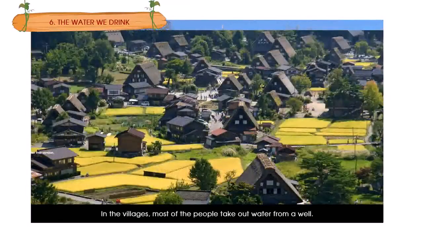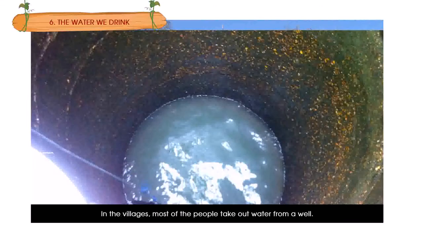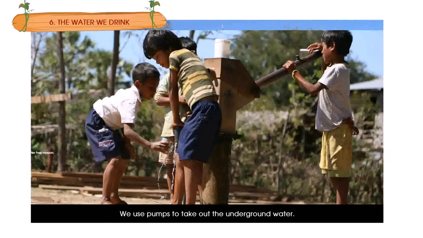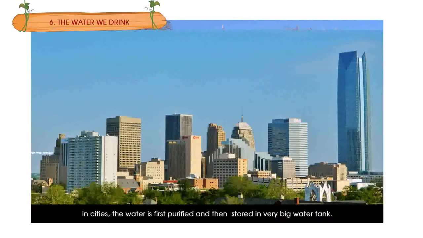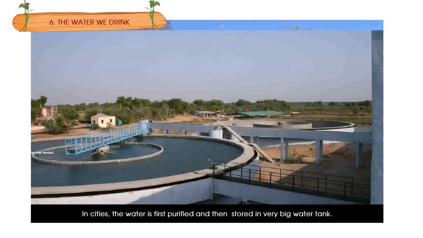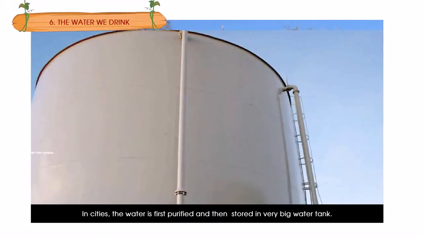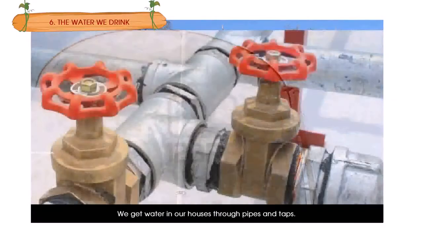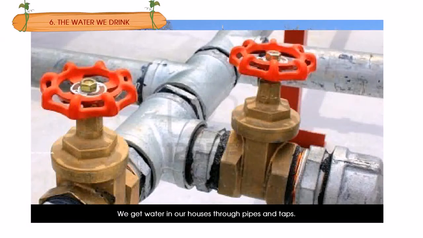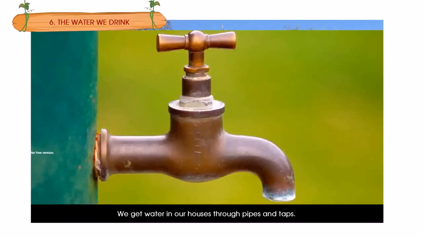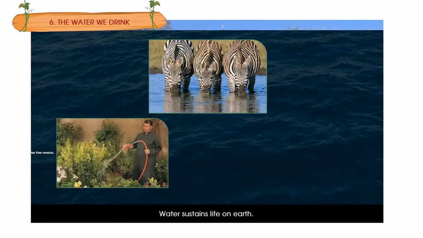In the villages, most of the people take out water from a well. We use pumps to take out the underground water. In cities, the water is first purified and then stored in very big water tanks. We get water in our houses through pipes and taps. Water sustains life on earth.